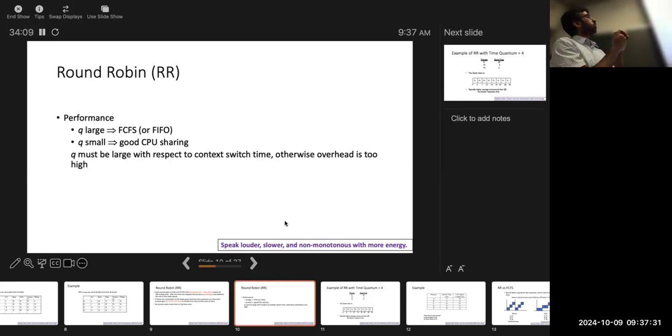Now the question becomes, it is not good to have an extremely large Q because it will become FCFS, and a small one gives us good CPU sharing. But how small should the value of Q be? Is there any lower limit on the value of Q? For example, can we make it 1 time unit or not? What we found out, and I will explain after the break, is that the value of Q must be large with respect to the context switch time. Otherwise, there will be too high an overhead due to frequent context switching. I will explain after the break how.